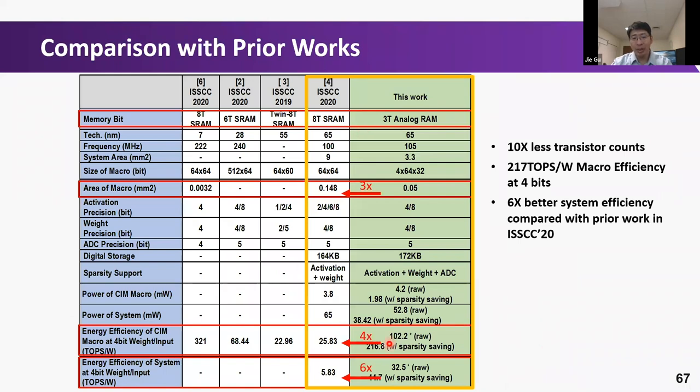Here we compare with previous work. The closest work was published last year. This one has a system demonstration similar to ours. Our transistor count is reduced by 10 times, our area reduced by 3 times, and our efficiency improved by 4 to 8 times, actually. The improvement mainly comes from the fact that we do 4 bits all at the same time, rather than going with a bit-by-bit operation as demonstrated by the previous CIM operation.